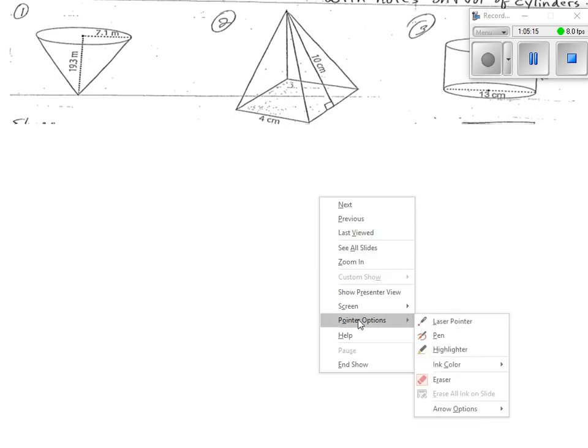Number 2. What kind of shape we got in number 2? Pyramid. It's a square pyramid. Put this on your paper. For surface area, is there a formula for surface area? No. So for surface area, you've got to find each face. The base is what shape? Square. So 4 by 4.